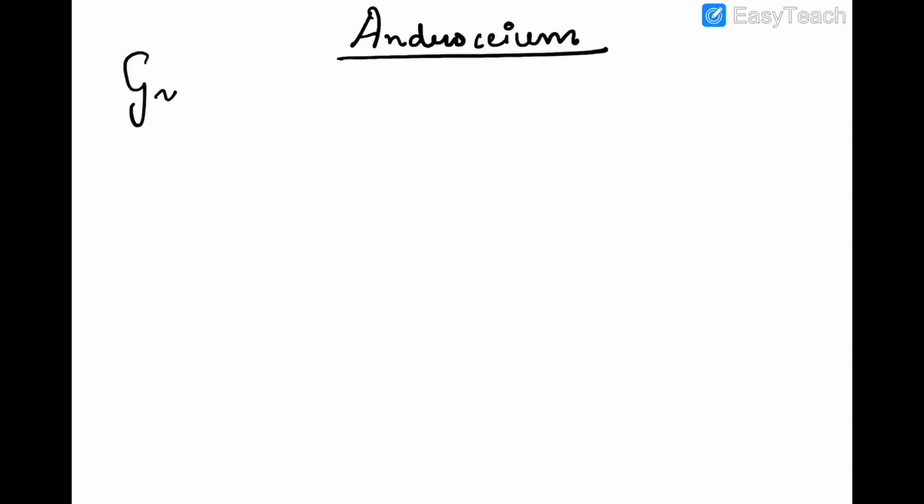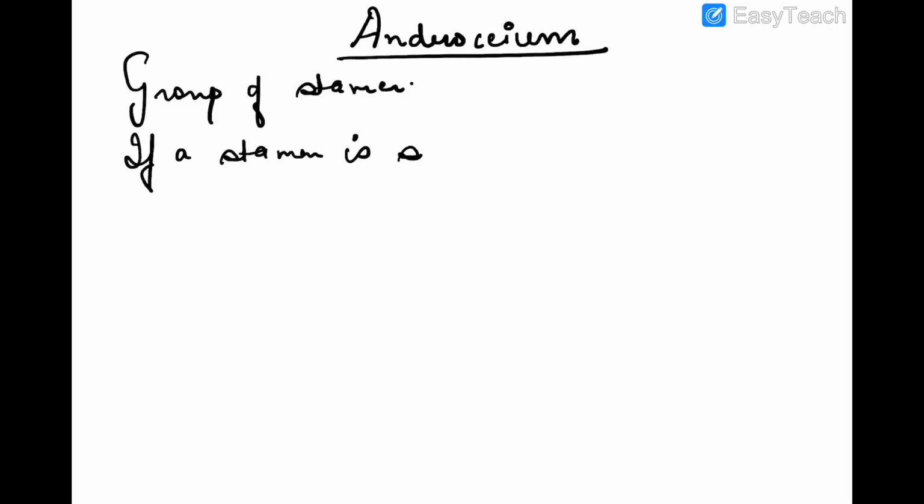Now let us talk about androecium. Androecium means group of stamens. If a stamen is sterile, meaning it does not produce pollen grain, then it is known as staminode.